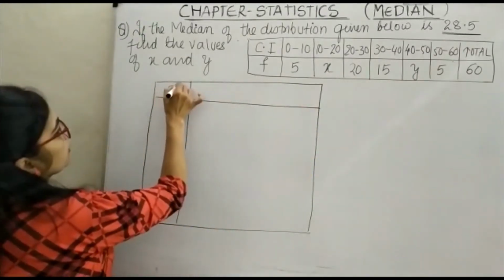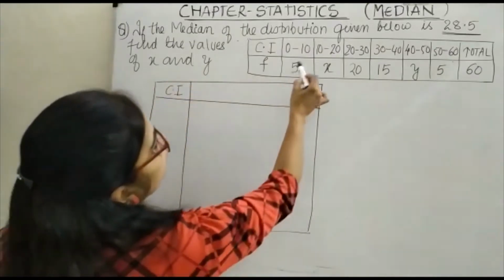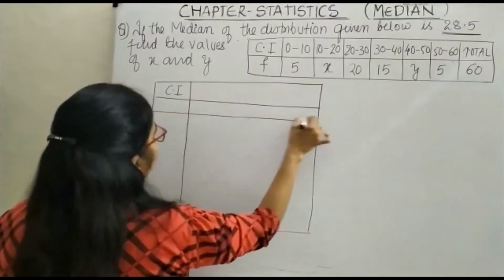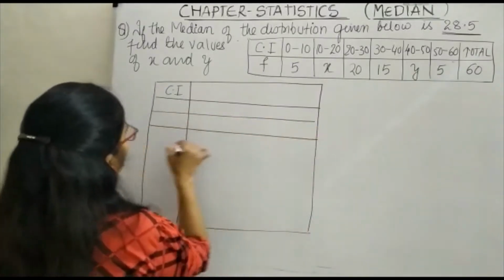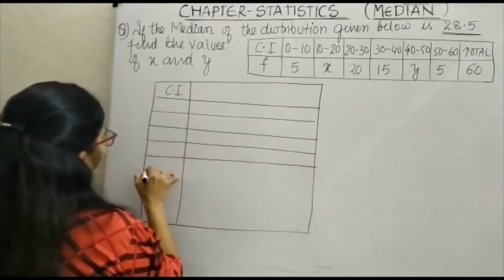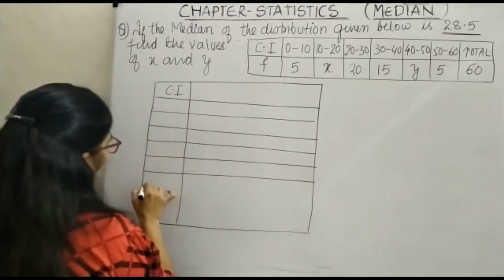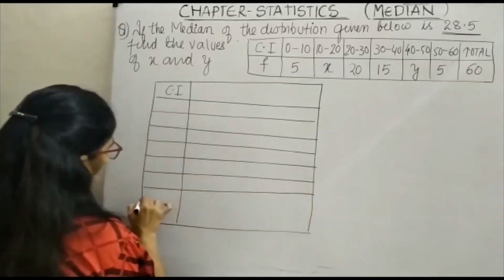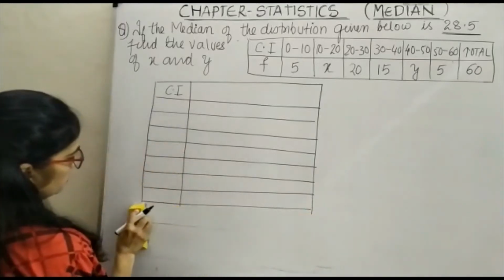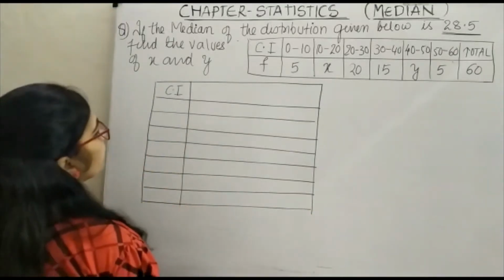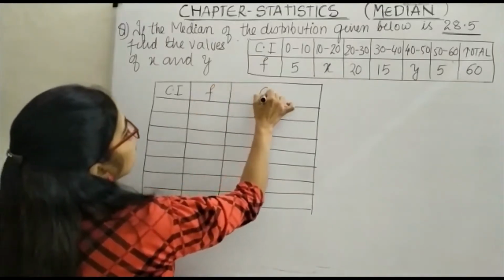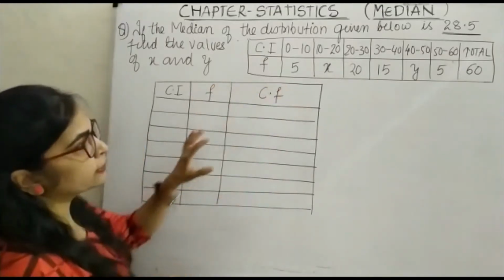This is our class interval. We can see how many classes there are: 1, 2, 3, 4, 5, 6 and the last one is 7, the total. This is our frequency and this column will be the cumulative frequency.